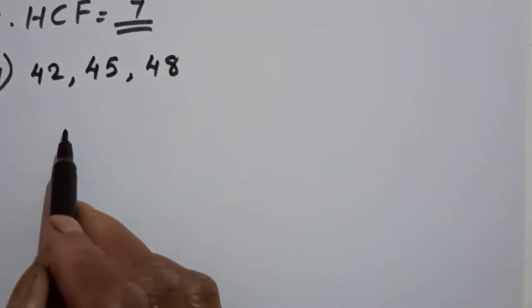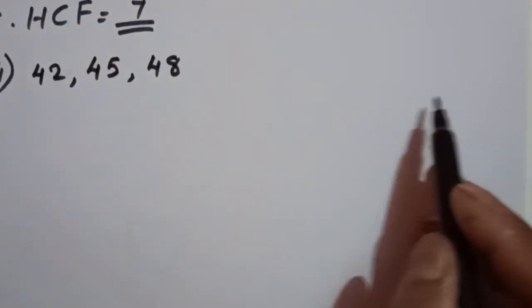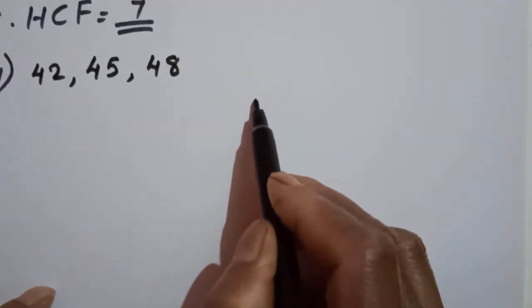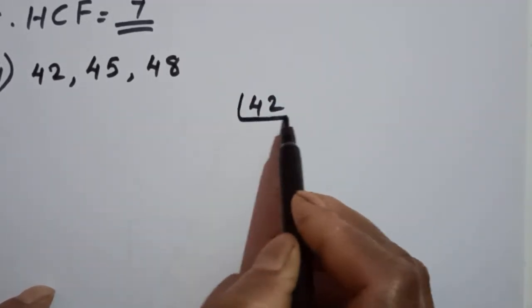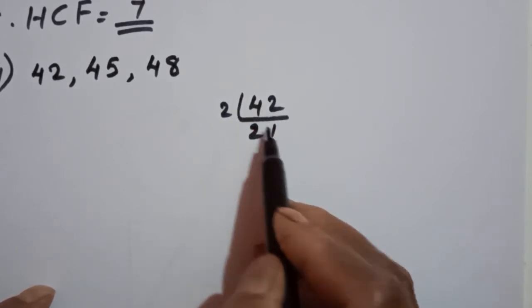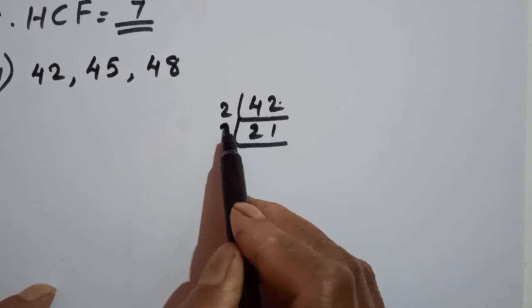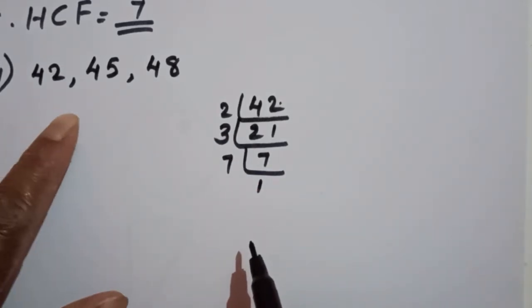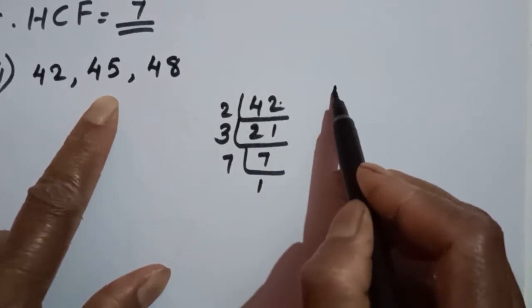So 3 numbers are there, so I am doing here because 3 numbers I cannot do here, I think so. Okay, anyhow, let's start here. 42, 2 twos are 4, 2 ones are 2. Now this number is divisible by 3. 3 sevens are 21 and 7 ones are 7. Okay, that is over. Now 45.